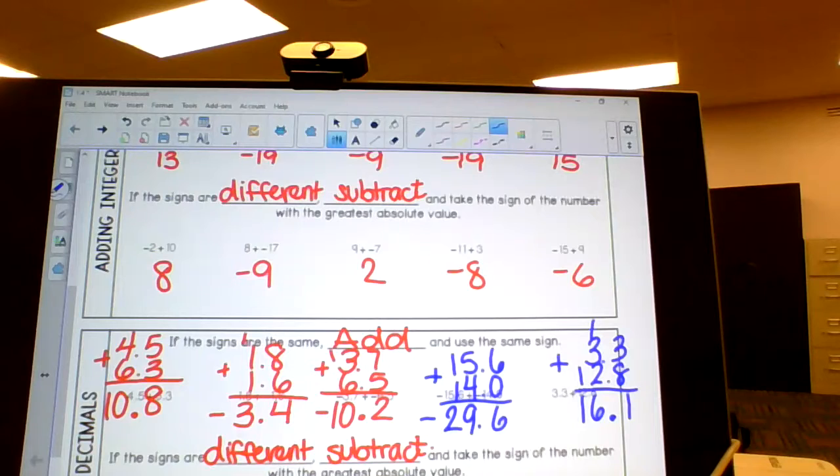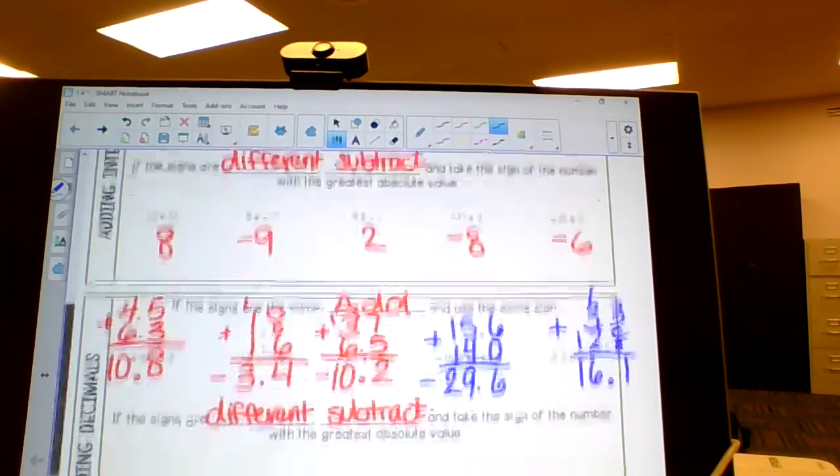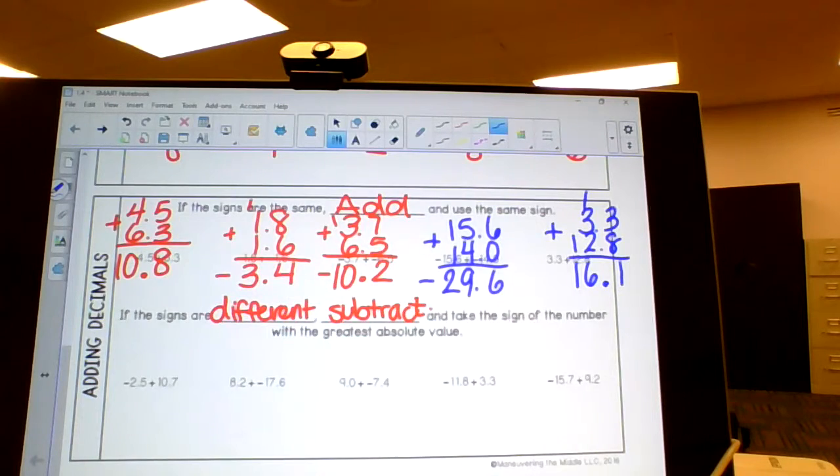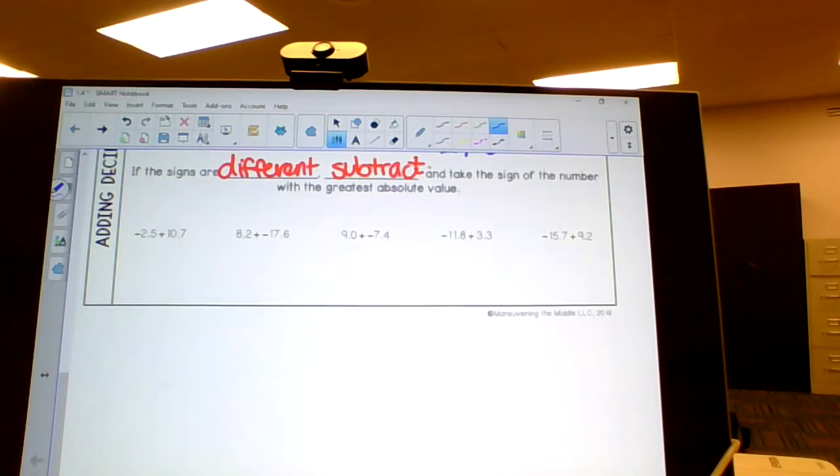When you did this one, what did you subtract first? 9. And why are you choosing the 10 to subtract first, the 9 to subtract first, the 11 to subtract first? Because the number is bigger. So when I go down here to decimals, I'm going to take the bigger number minus the smaller number and then keep the sign of the bigger number. Okay? So different signs subtract, keep the sign of the larger number, then I'll be exact.